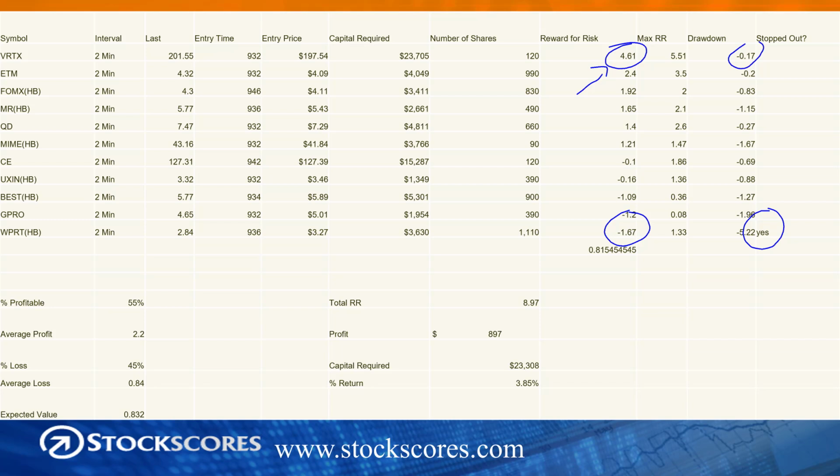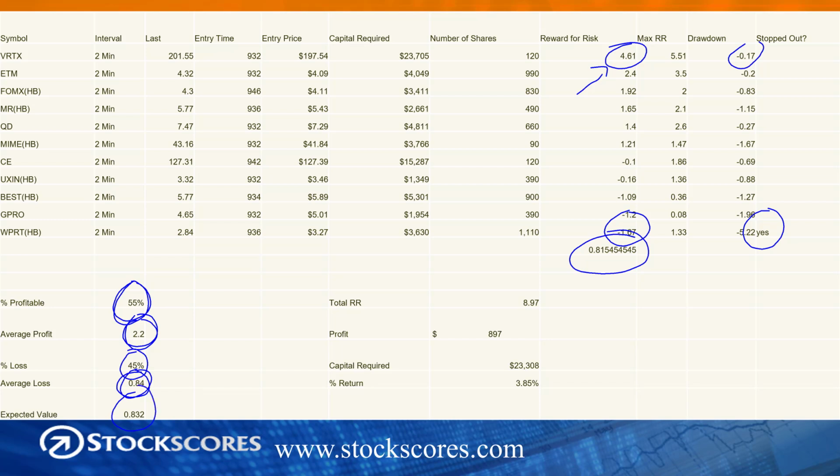Now the important number is this is the average, 0.815 average RR. And then I've got some calculations down here. So the percentage of trades profitable was 55%, not really a great day, but the average profit was 2.2, while the average loss was 0.84. So we had a 45% chance of losing 0.84 and a 55% chance of making 2.2, and that gave us the expected value of 0.83.